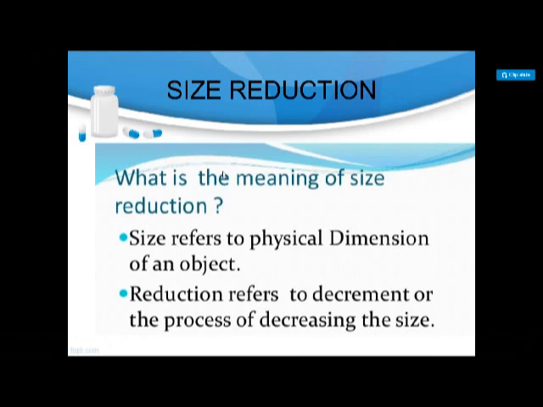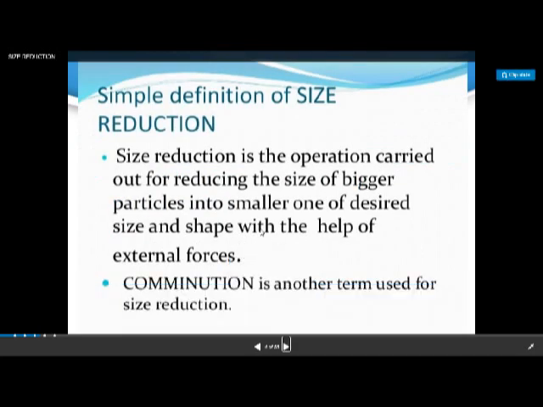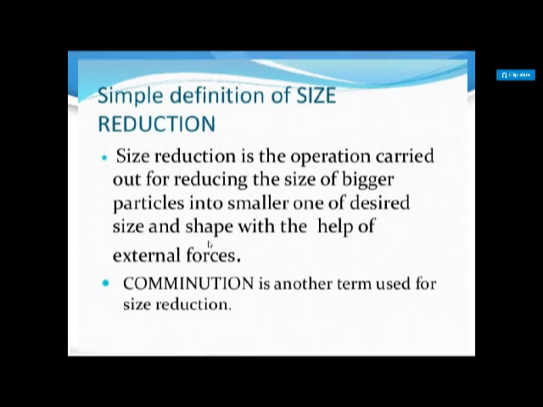As the name itself indicates, size reduction means there is a decrease in the size. It is a pharmaceutical unit operation in which bigger particles are converted into smaller particles or into powder by decreasing the size. It is carried out for reducing the size of the bigger particles into smaller ones of desired size and shape. Whatever size or shape you require, you can go for the reduction in size.